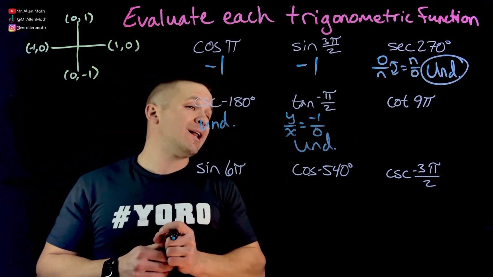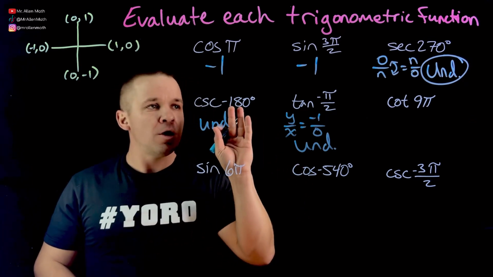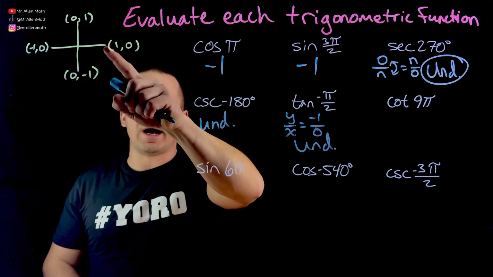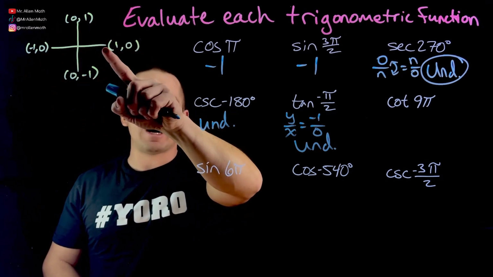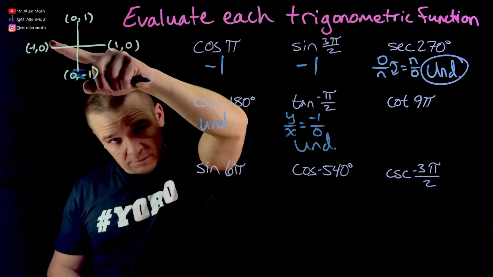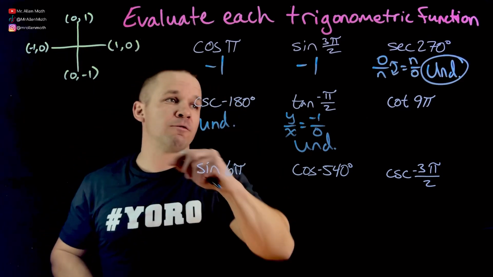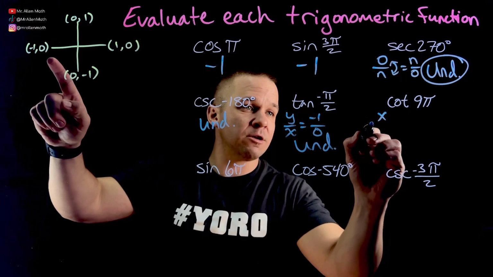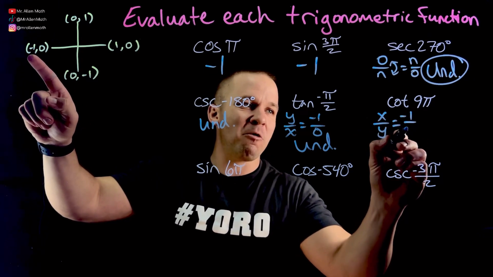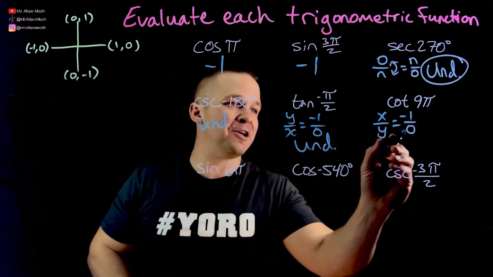Cotangent of 9 pi. What? 9 pi? Are you crazy? I am crazy. Okay, ready for this? Coterminal angles. If I go around once, that's 2 pi, 4 pi, 6 pi, 8 pi, 9 pi. So if tangent is y over x, then cotangent is x over y. Okay, we're over here though, right? It's x over y. My x-coordinate is -1. My y-coordinate is 0. My goodness, we are once again undefined.